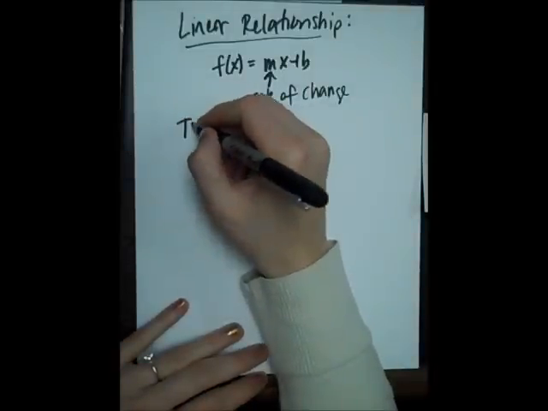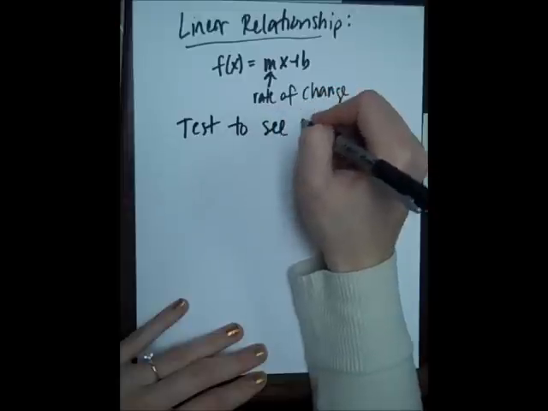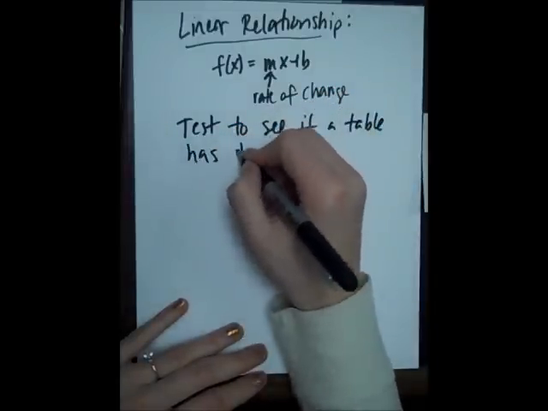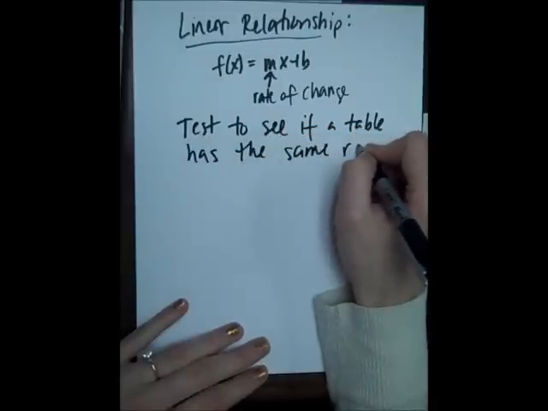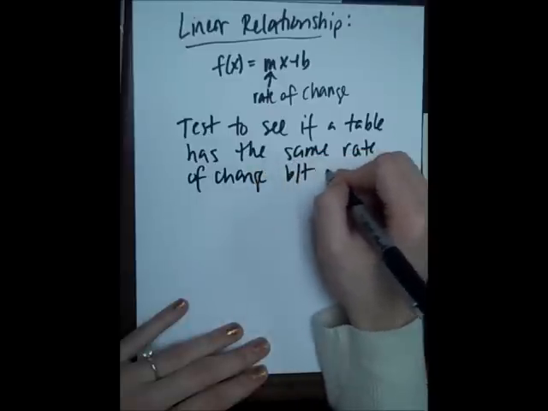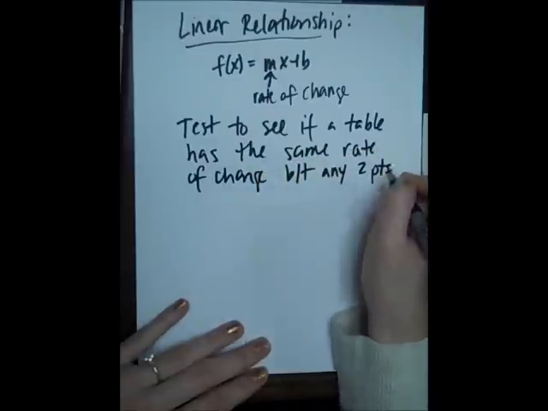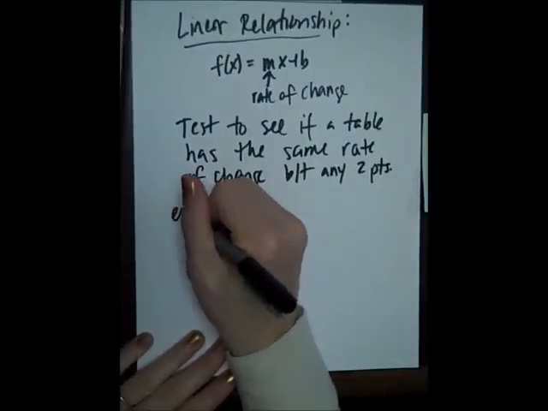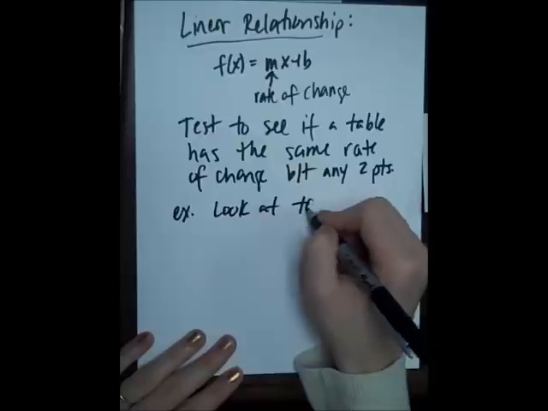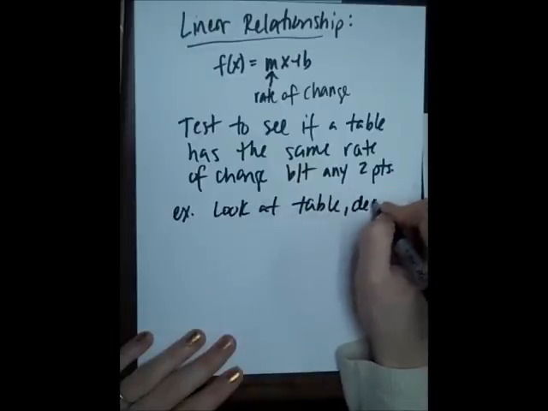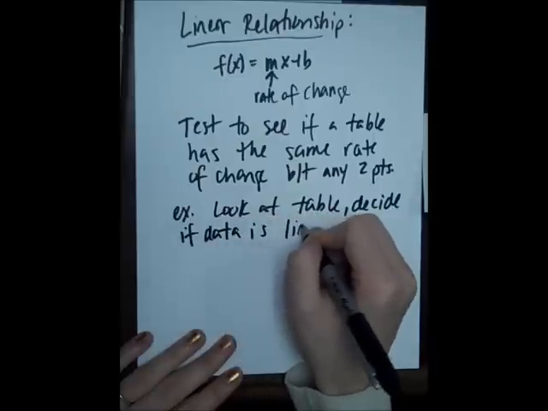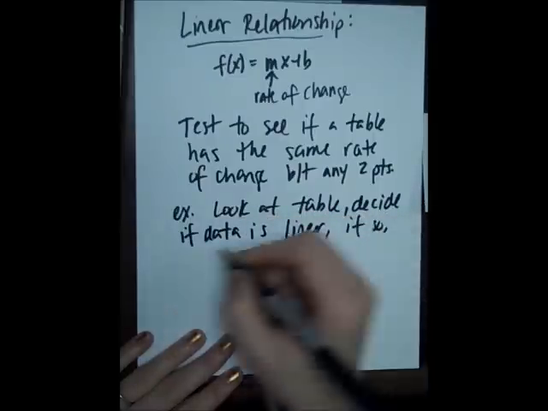So we want to test to see if a table has the same rate of change between any 2 points. For example, we'll do 2 here. Let's look at the table and decide if it's linear. Decide if the data is linear, and if so, find the function.